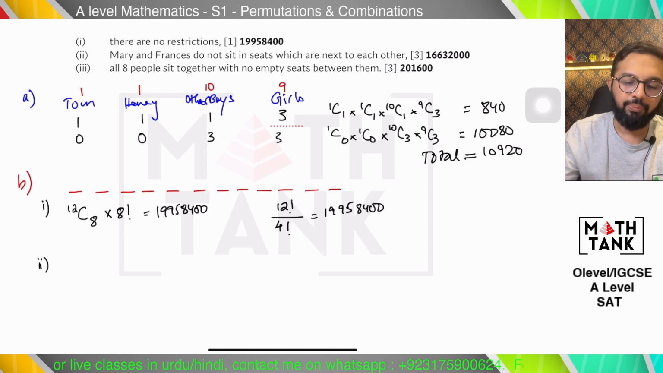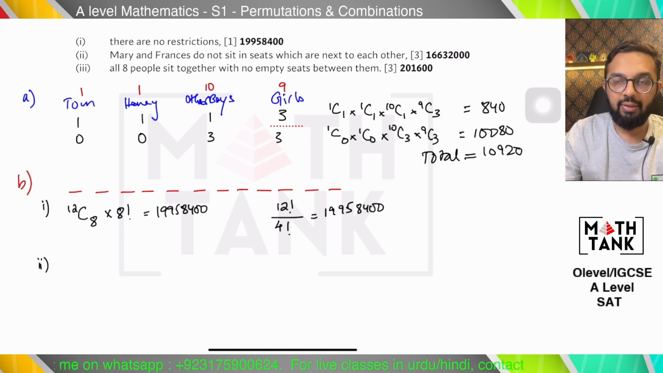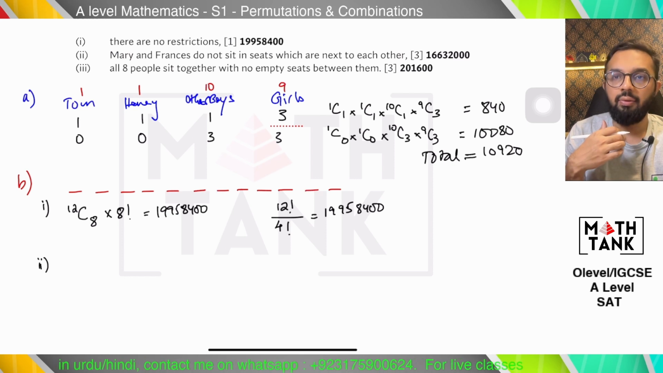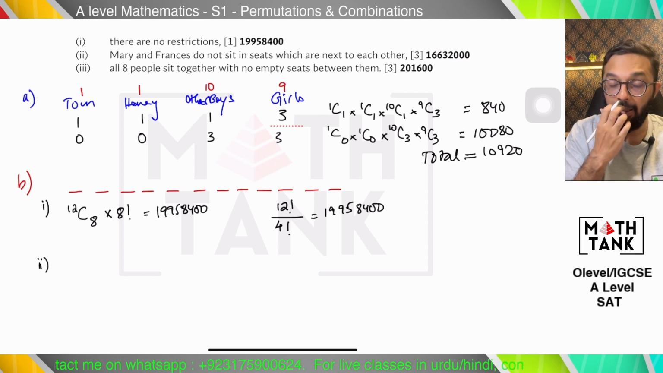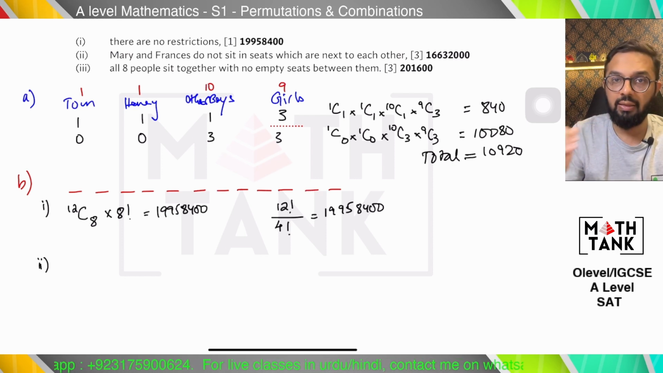Let's look at part 2. It says Mary and Francis do not sit in seats which are next to each other. So what I could do first is put them together in a box and subtract from the unrestricted combinations, the answer in part 1. I could do that, or there is another method that I want you to learn now.